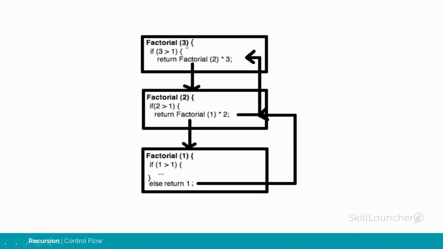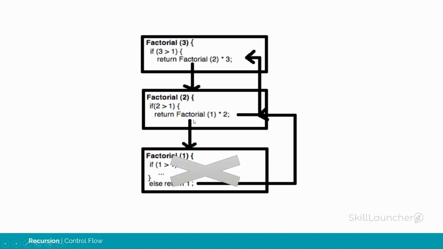Here factorial of 3 is greater than 1. So statement return factorial of 2 into 3 will be executed. Now a new stack frame will be generated for factorial 2. Here 2 is greater than 1. So it will again return factorial of 1 star 2. A new stack frame will be generated for factorial of 1. Now is 1 greater than 1? No. So we have written the statement return 1. So 1 will be returned and this stack frame will be destroyed.